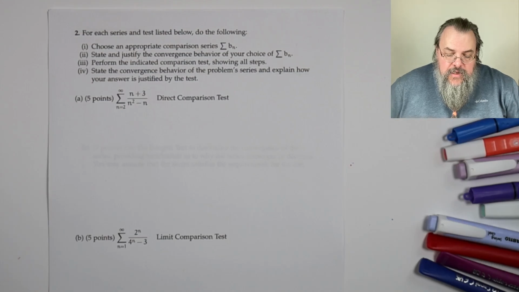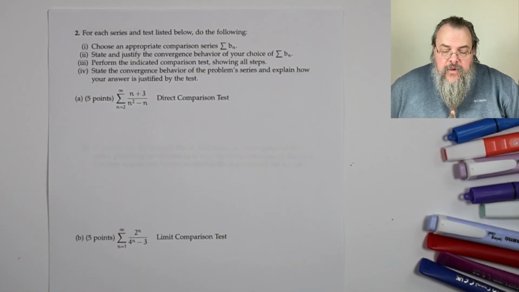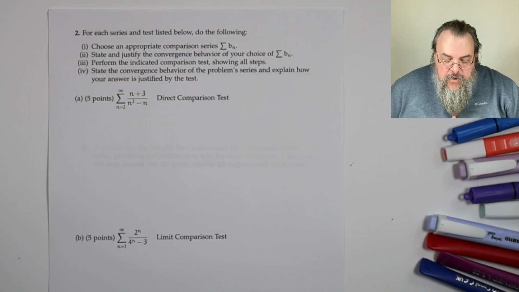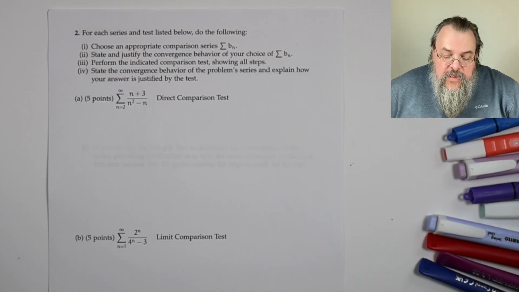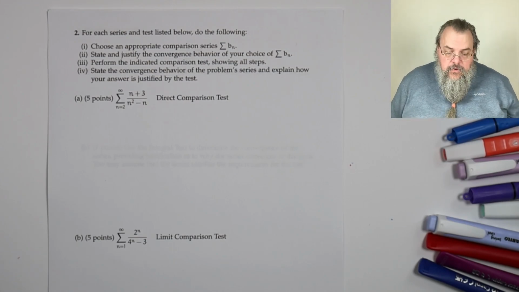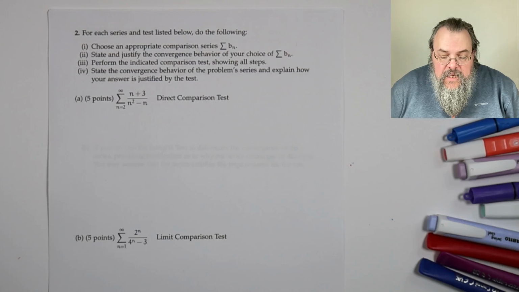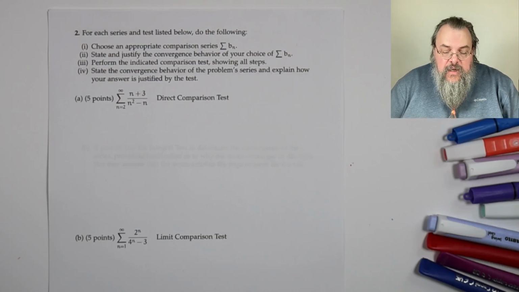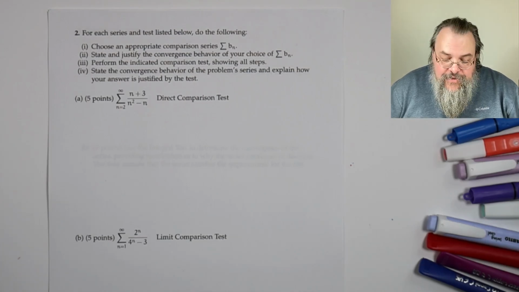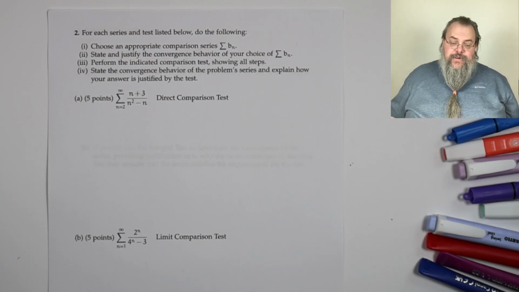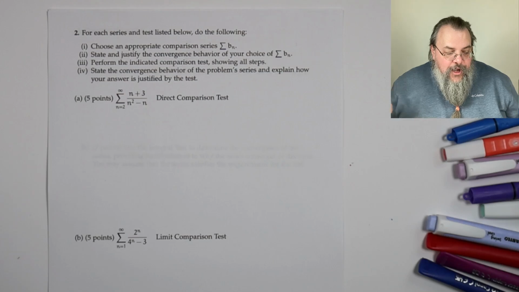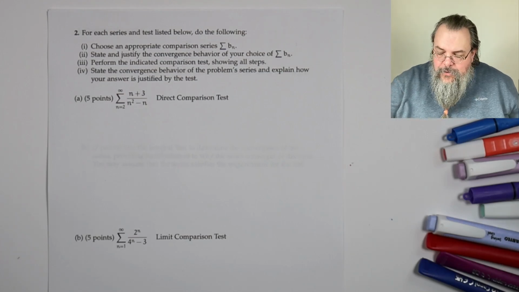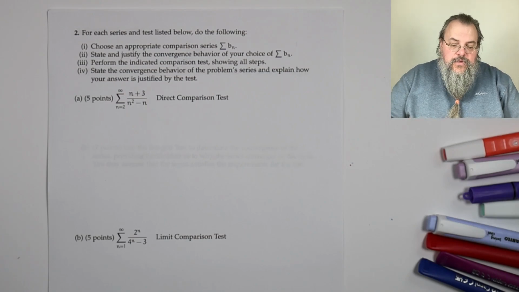For each series and test, okay, so it tells us the test, do the following. Choose an appropriate comparison series. Okay, we can do that. State and justify the convergence behavior of your choice. Okay, cool, we can do that. Perform the indicated comparison test showing all steps, and then state the convergence behavior of the problem's series and explain how your answer is justified by the test. Okay, there's a lot of things here to do. Let's just go through and carefully work our way through this, all right? No stress, no pressure, just work through it.